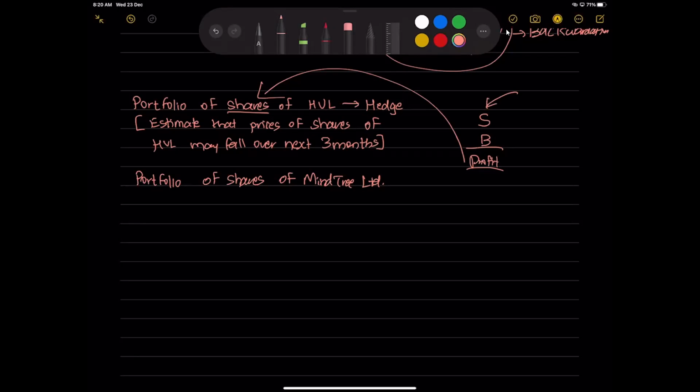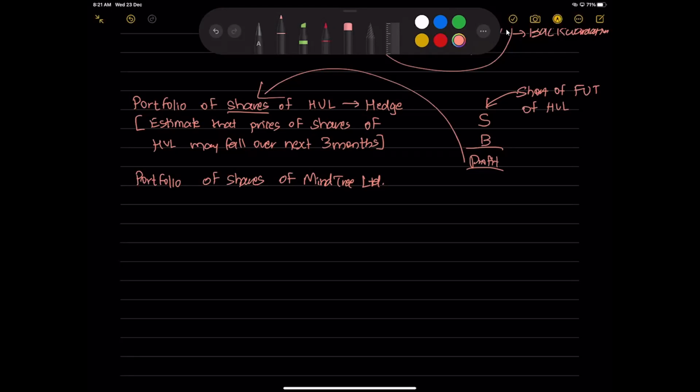Here, what we said was short, this was short on futures of HUL. So if I want to hedge the portfolio of Mindtree Limited, what should I do? Because the objective over here is the same, to keep the value of our portfolio intact. So what should I do to hedge the portfolio shares of Mindtree Limited? Can I short the futures of Mindtree Limited? Yes or no? Can I short the futures of Mindtree Limited?